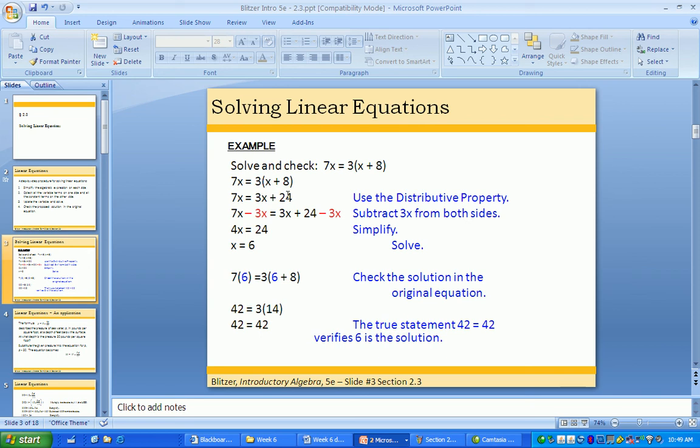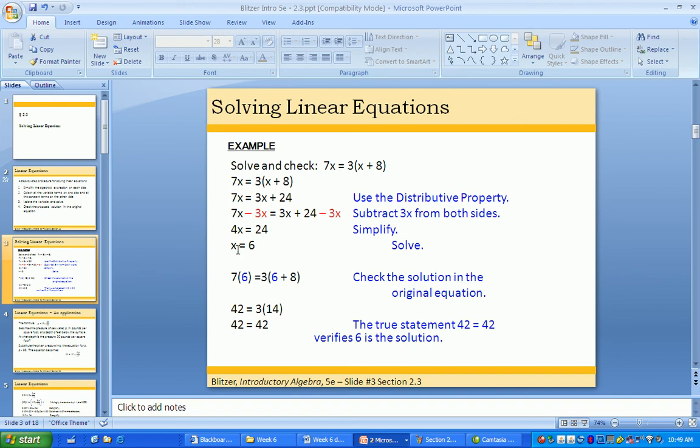Next, we know we want to get the variables on the left, constants on the right. We need to get rid of the variable on the right by subtracting 3x from both sides, and we end up with 4x equal to 24. We get rid of the 4 by dividing by 4 on both sides. 4x divided by 4 is 1x. 24 divided by 4 is 6. So now we have x is equal to 6.